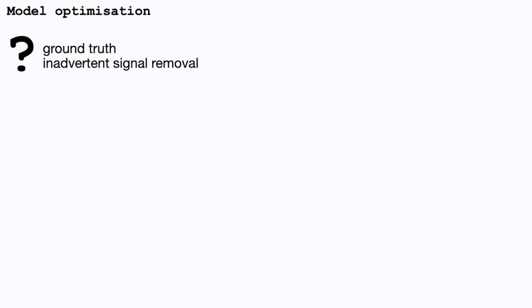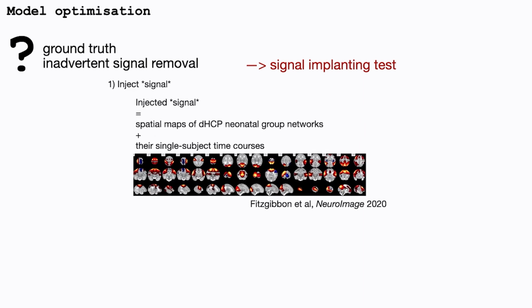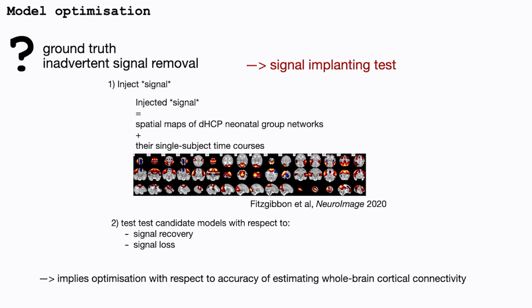So the approach we took to our data is to implement what we call a signal implanting test. The idea here is that we inject biologically plausible signal taken from neonatal data into the fetal time series, scaled appropriately, and then we try to apply models to see which candidate model can outperform other ones with respect to signal recovery and signal loss. So essentially, it also implies that optimization is done with respect to accuracy of estimating whole brain cortical connectivity.